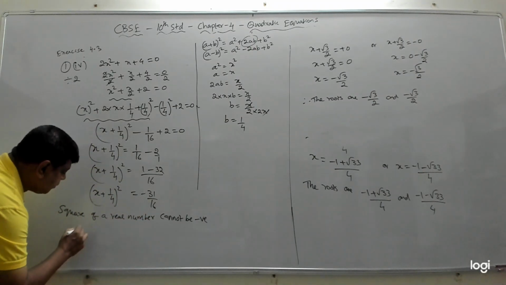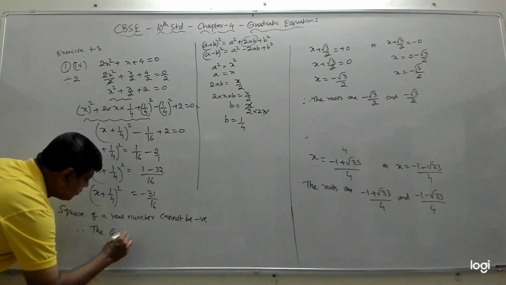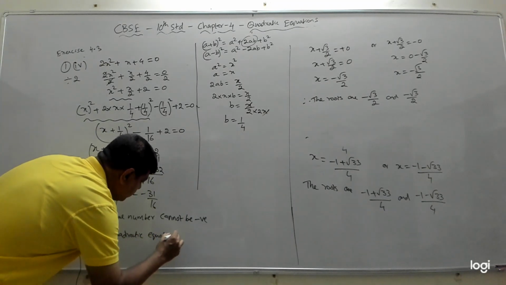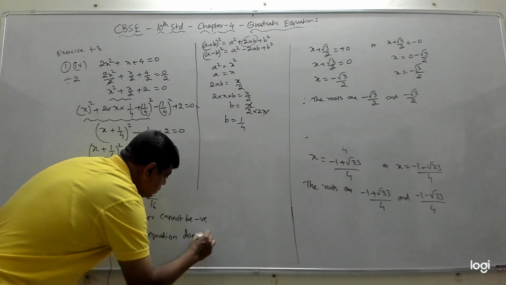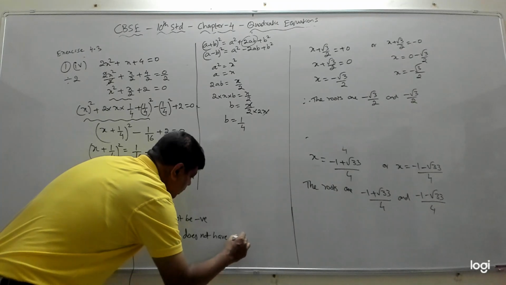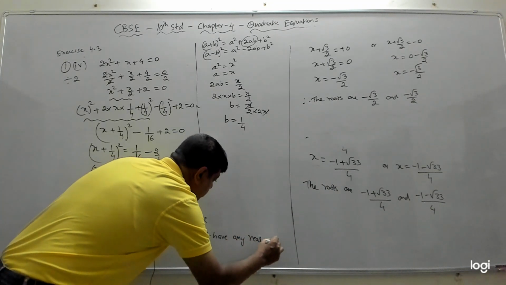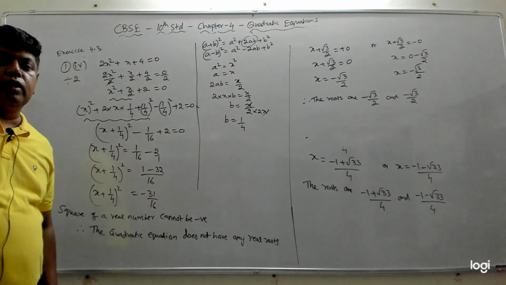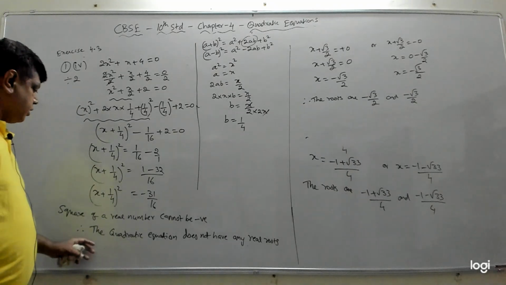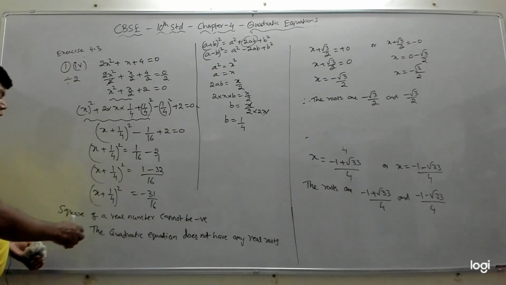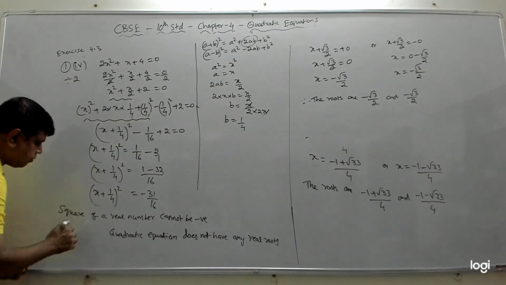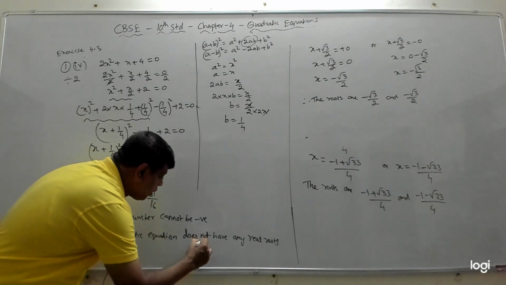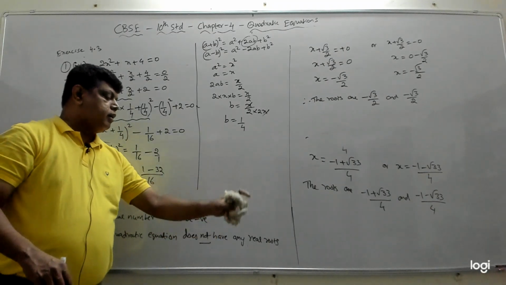So therefore, the quadratic equation does not have any real roots. Does not have real roots. Real, R-E-A-L, real roots. Does not have any real roots. Clear? So the given quadratic equation does not have any real roots.